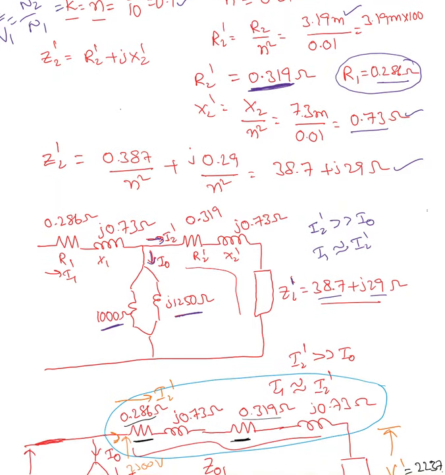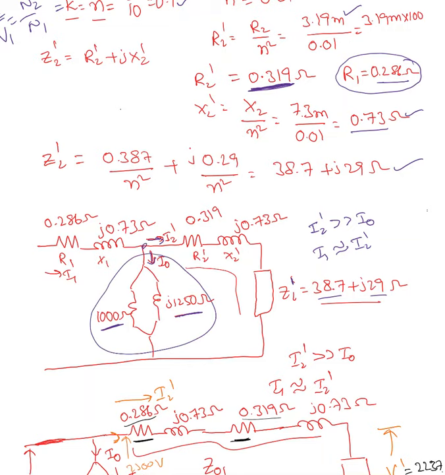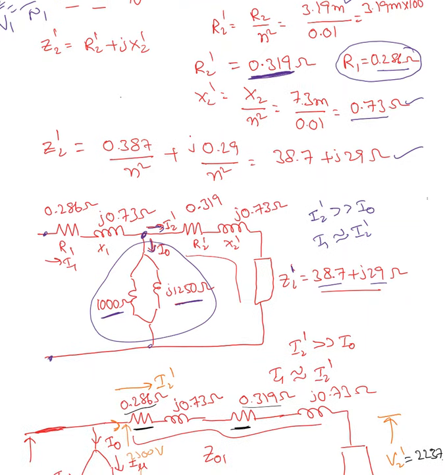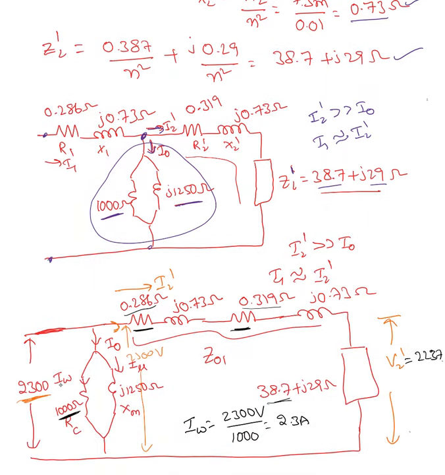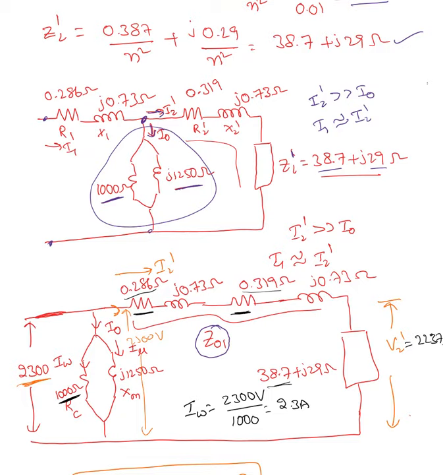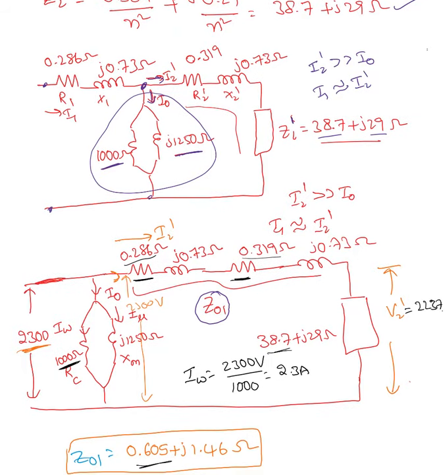So to simplify and minimize our calculations, I'm moving this parallel combination from here to here. It's not going to make a big difference. If I move it there, it's easy for me to add R1, X1, R2 prime, X2 prime. This total is called the total impedance looking from the primary side. Z01 is the total internal impedance of the transformer, not including the load.